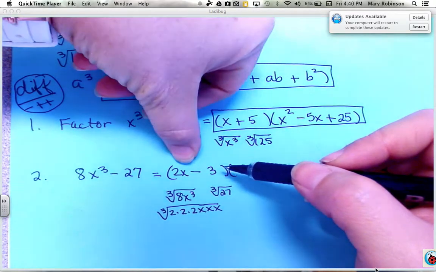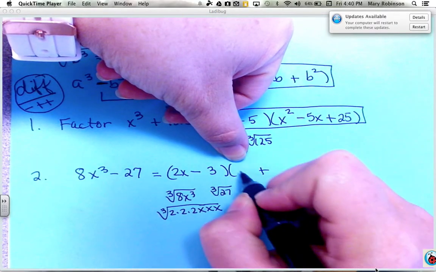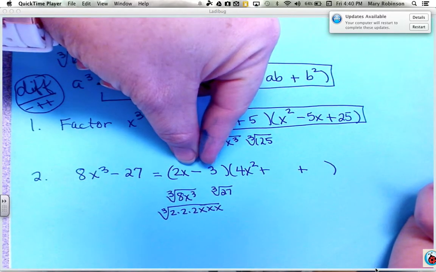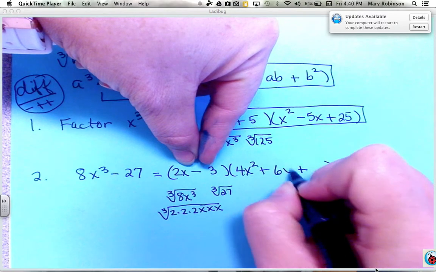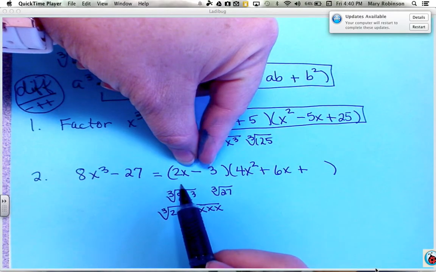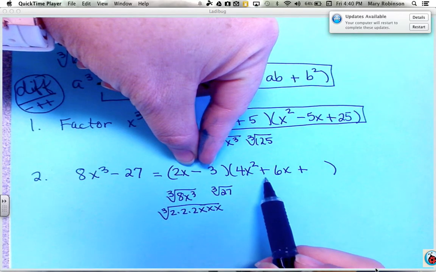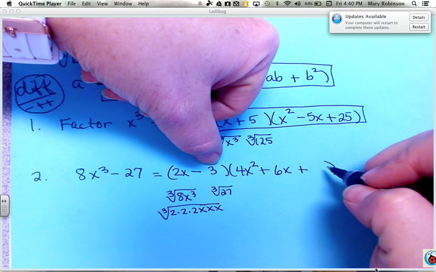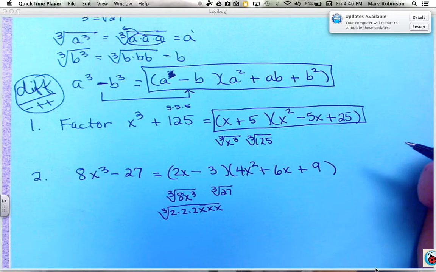Next, following that pattern, cube root, square the first term. That'll give us 4x squared. Multiply 2x times 3. See how, since we've determined our sign pattern already, we don't have to consider if it's 2x times a negative 3. We already know our sign should be plus because of the pattern built in for a difference of cubes. And next, we square the last term, so 3 squared is 9.